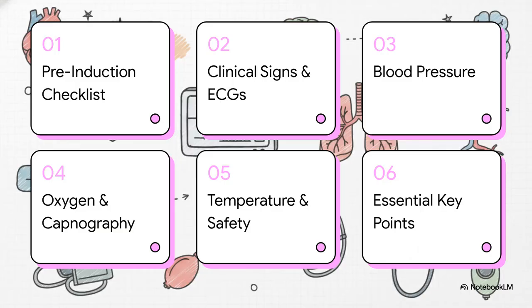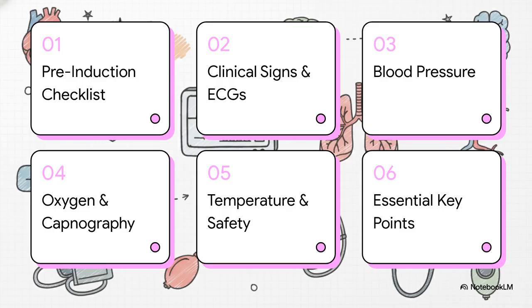So we're going to track a patient's surgical journey sequentially today. Here is our agenda. 1. The pre-induction safety checklist. 2. Clinical signs and deceptive ECGs. 3. Blood pressure, non-invasive versus arterial. 4. Oxygenation and waveform capnography. 5. Temperature tracking and metabolic safety. And finally, 6. Our essential take-home clinical points.